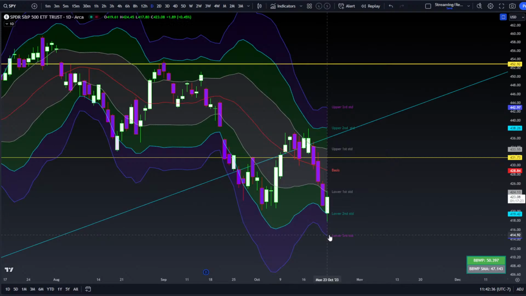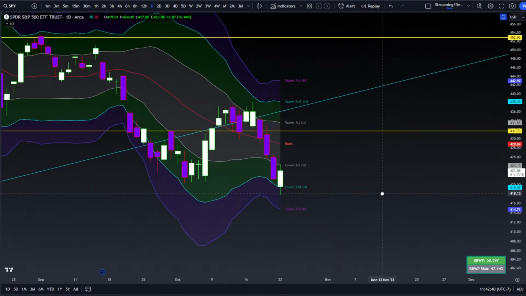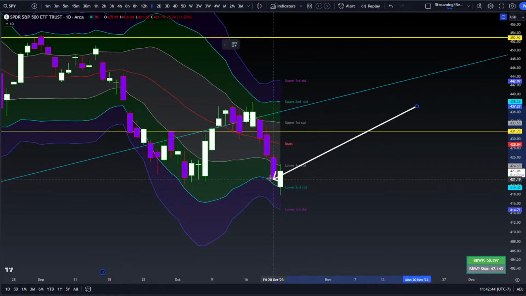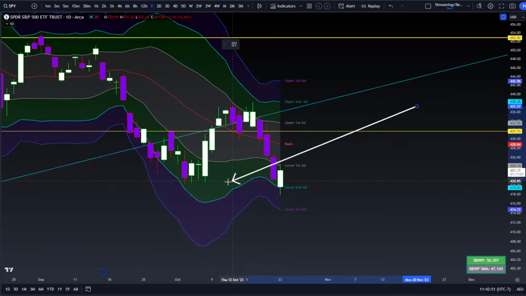417. And we were looking at 415, 420 again. It ran 420, got a nice bounce off the lower second. One thing I will caution is, again, just like Dow, we are seeing expansion again of the Bollinger Bands to the downside. We'll give it some room. Maybe we'll get that 410 to 415 target.